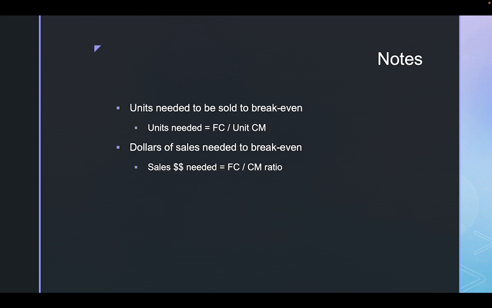Now, if I'm thinking about it in terms of the number of units I need to sell, like the number of pizzas I would need to sell to break even, the mathematical formula is to take the fixed cost of the business and divide by the unit contribution margin. In other words, what's my contribution margin for a single pizza? What do I sell it for? What are my variable costs? Sales minus variable cost is the contribution margin for a single pizza. So I take the fixed cost divided by the unit contribution margin.